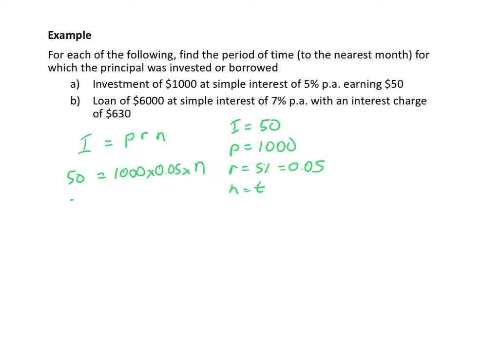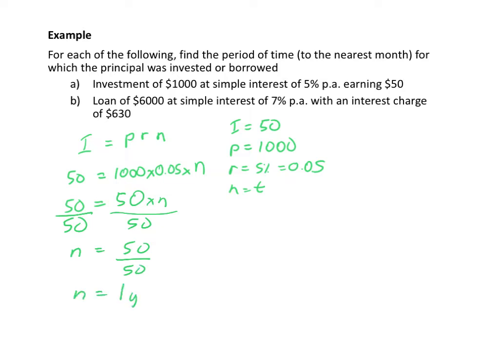And so simplifying that, 50 is going to equal 50 times n. To get n by itself, I want to divide both sides by 50. So my term is going to equal 50 divided by 50, which is going to equal 1. And it's going to be 1 year. So if I invested $1,000 at a rate of 5% and earned $50, then I've invested it for the term of 1 year.